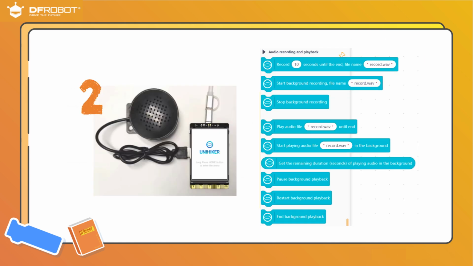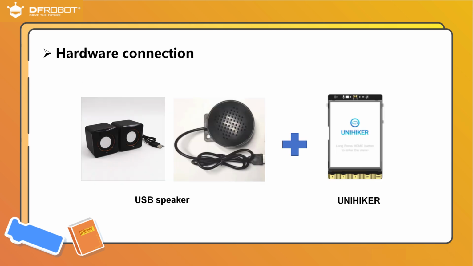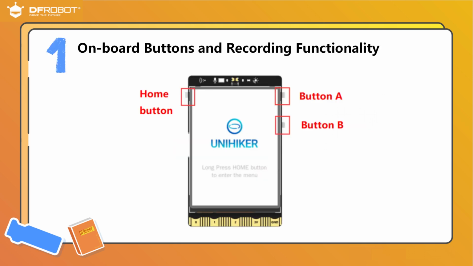Next, we'll try the second method of producing sound, which is connecting a USB mini speaker. Similarly, when using a USB mini speaker, you have corresponding programming instructions. You can find their modules in this area. Before we start writing the program, please connect your USB mini speaker to your UNIHIKER. Additionally, we need to understand how to use the built-in buttons, Key A and Key B, on UNIHIKER.